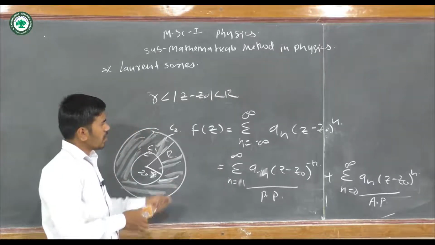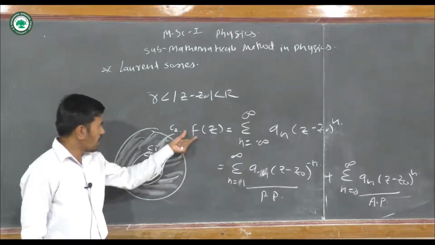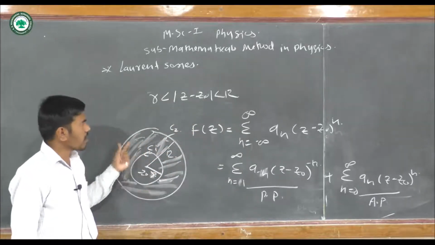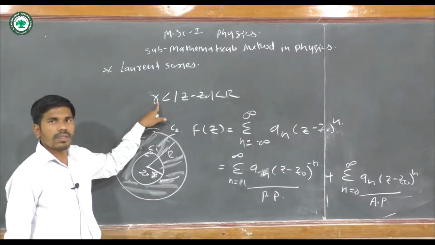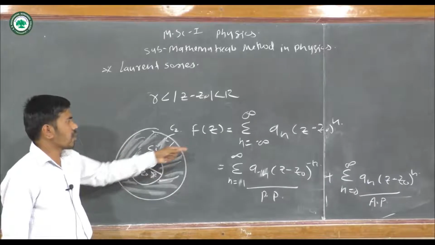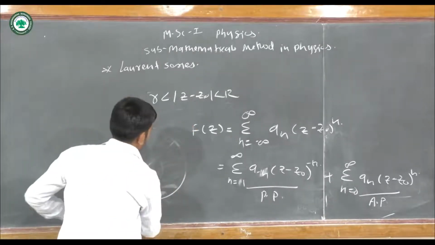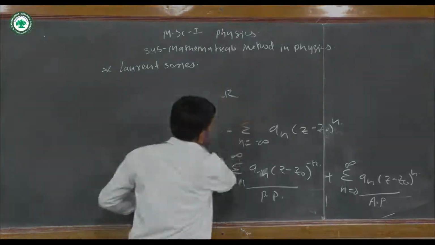So this is about f of z. We can expand this f of z, which is analytic, in this annular region. Now let's see some examples.